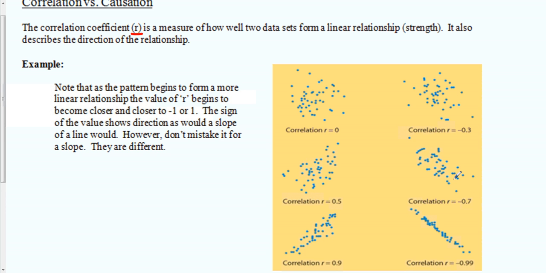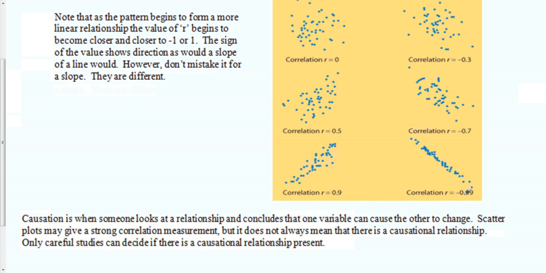-0.7, they're getting a lot stronger and they're still moving downwards. For this one, -0.99. That's so close to -1. If it was -1, it would be pretty much an exact straight line. But this is very, very close, so it's a very strong correlation. It happens to be negative.